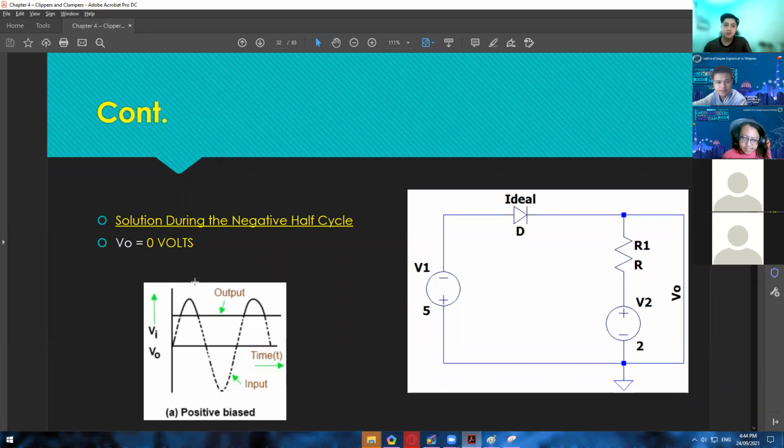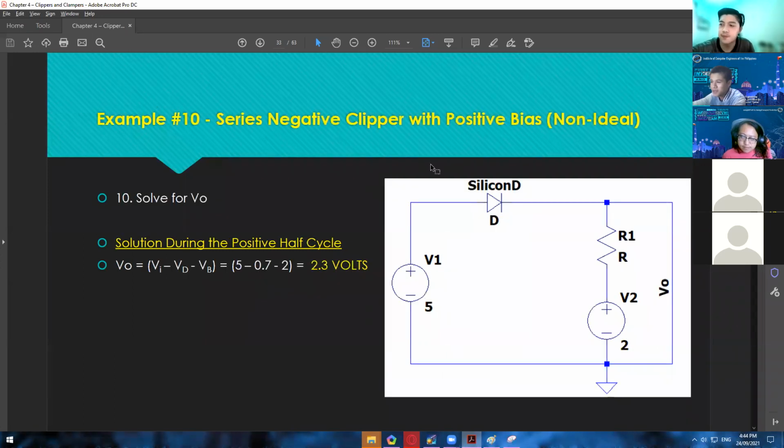All right. So again, if ever that you have a question, so just let me know. So let's now have a non-ideal. So ganun din. Okay, it's just that you have to add that voltage threshold. So 5 minus 0.7 minus 2. Of course, we now have a reading of 2.3 volts. So I'll give you guys 10 seconds. So same example pa rin to. It's just that this one now is non-ideal.